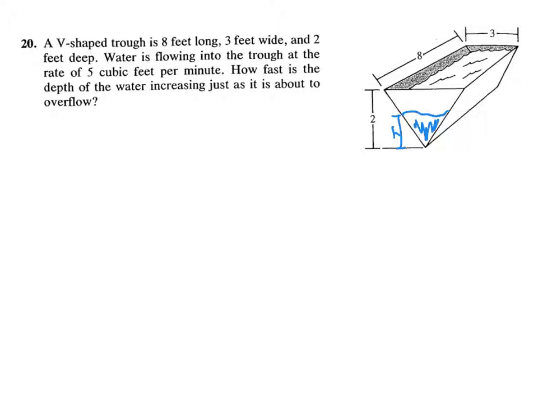And we're talking about this much water, and that's supposed to be artistic. We could fill in the whole rest of the water like that. And we want to figure out what is dh/dt at the moment that it's about to overflow. That is when h happens to be 2. Now, we were given dV/dt, and we know that because we have cubic feet per minute. So we have dV/dt, and that's given to be 5. What we'll need to do is connect V to h so we can take our time derivative.